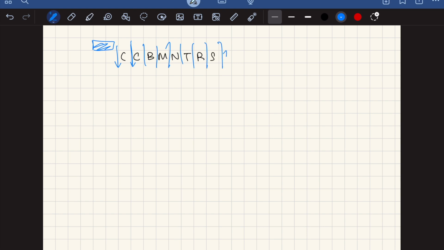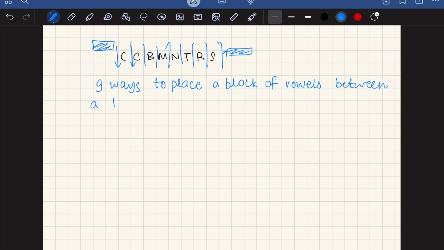So basically you can put it here, here, or at the end or at the beginning. So totally there are 9 ways to place a block of vowels between a string of consonants. Is this okay?